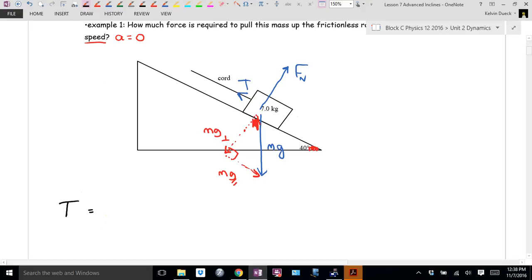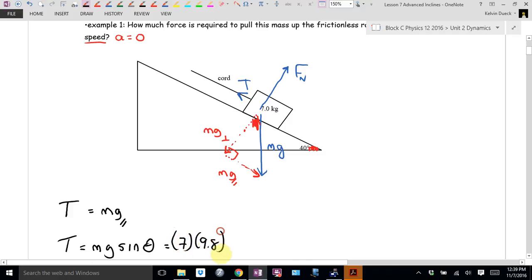mg parallel. The symbol for parallel is 2 lines. Which trig function? Sine, right? So this is going to be mg sine theta. And now we can plug in numbers. 7 times 9.8.